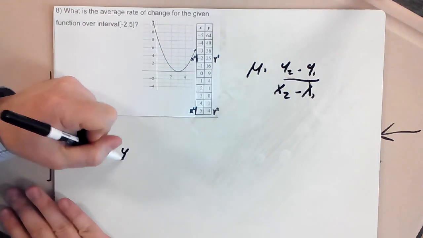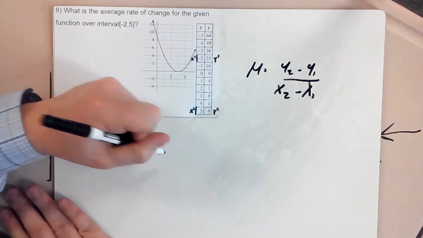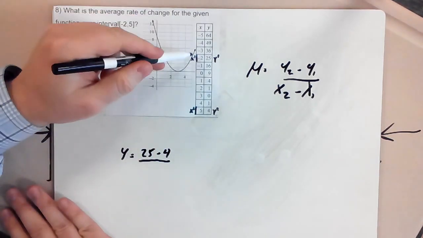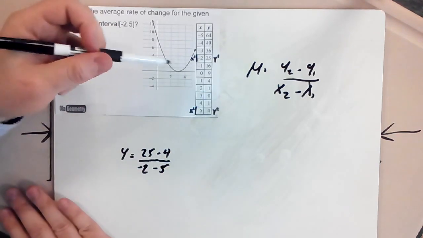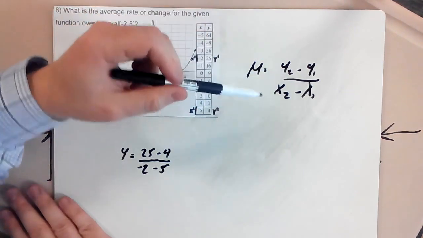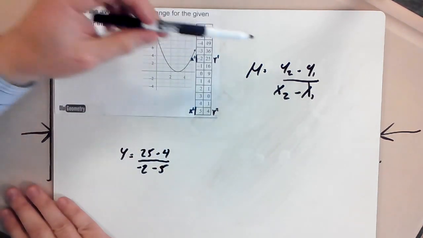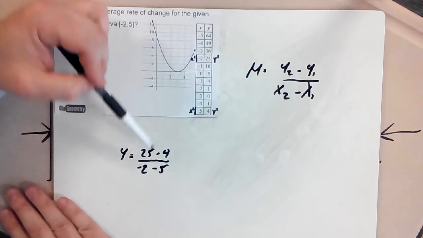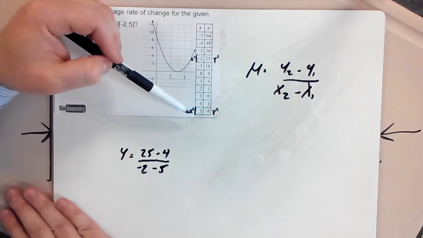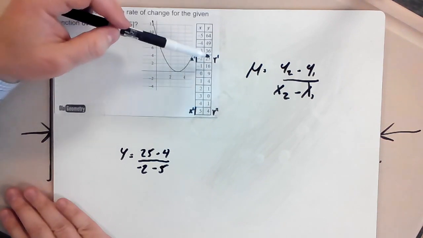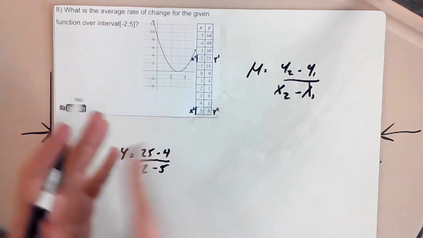So let's see here what I got. I have 25 minus 4, then negative 2 minus 5. Now, you may be wondering why I just didn't follow this order. The order actually does not matter as long as you keep them the same. So if I used x1 here, I have to make sure I use y1 here. If I used x2 here, I would have to make sure I used y2 here. Just got to make sure they stay on top of it, like in order.